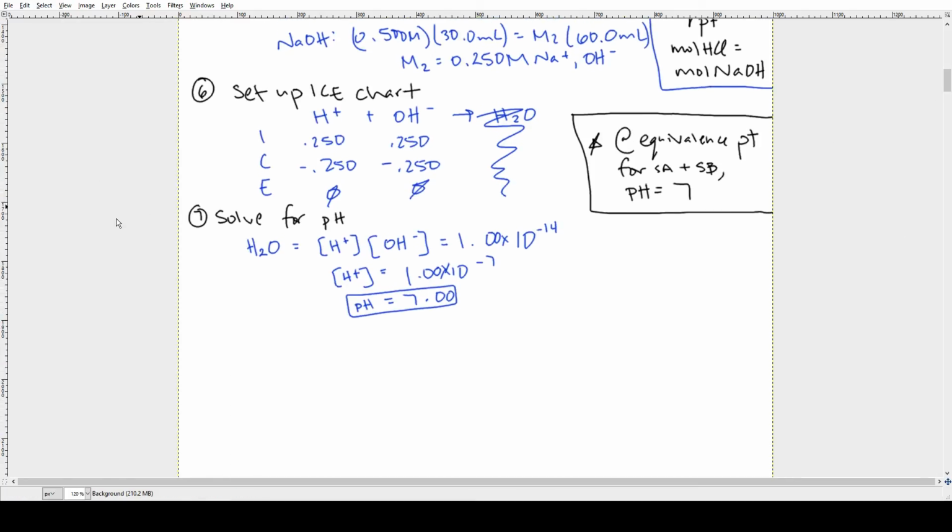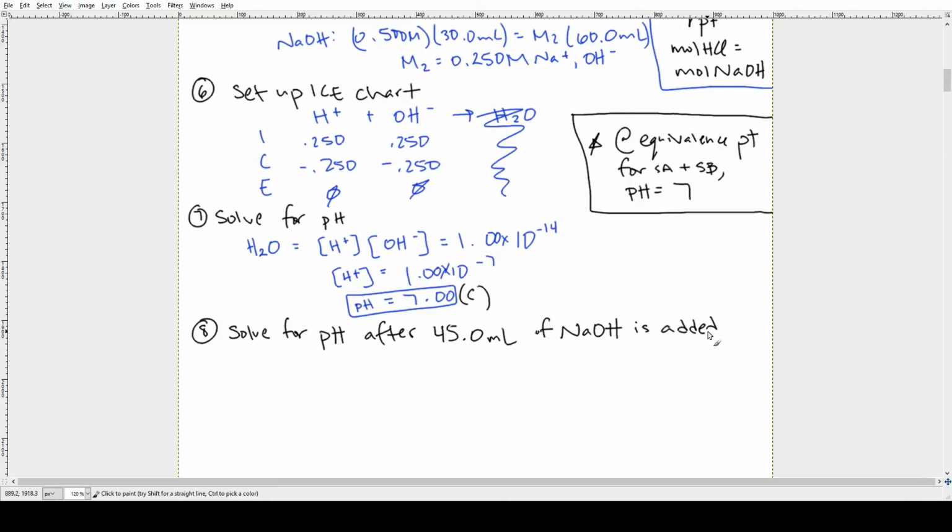Okay, so now let's move on to 8. And this back here was, what was this? This is question C. So now we're going to solve for pH after 45 milliliters of sodium hydroxide is added. Oops. Okay, if you have not tried this on your own without me yet, you should now. Definitely, you don't need me. I'm not going to write out the steps, I'm just going to do this.